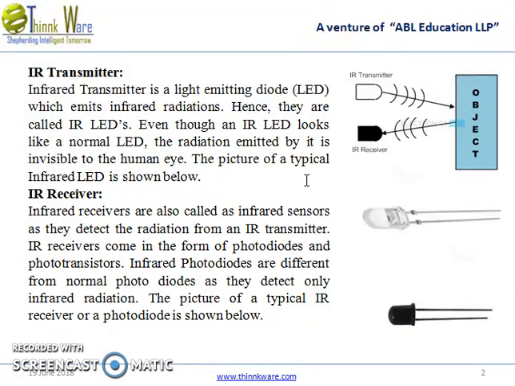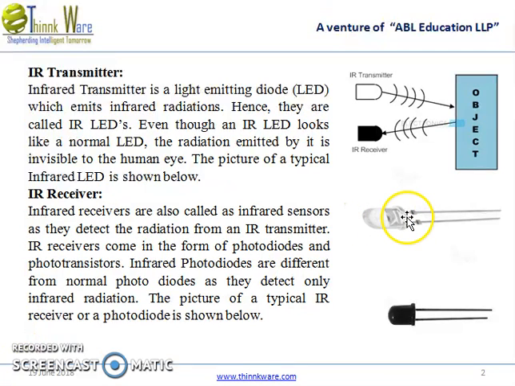IR receiver. Infrared receivers are also called infrared sensors as they detect the radiation from an IR transmitter. IR receivers come in the form of photodiodes and phototransistors. Infrared photodiodes are different from normal photodiodes as they detect only infrared radiation. The picture of a typical IR receiver or a photodiode is shown below.